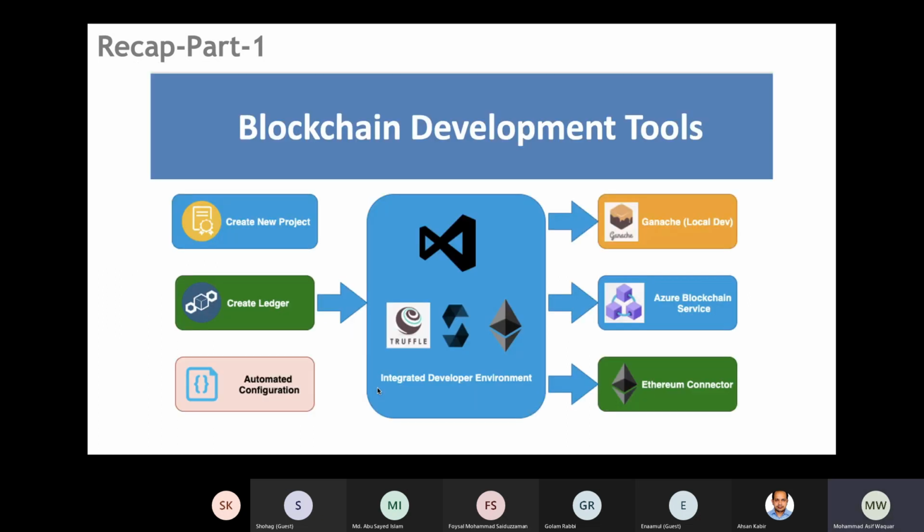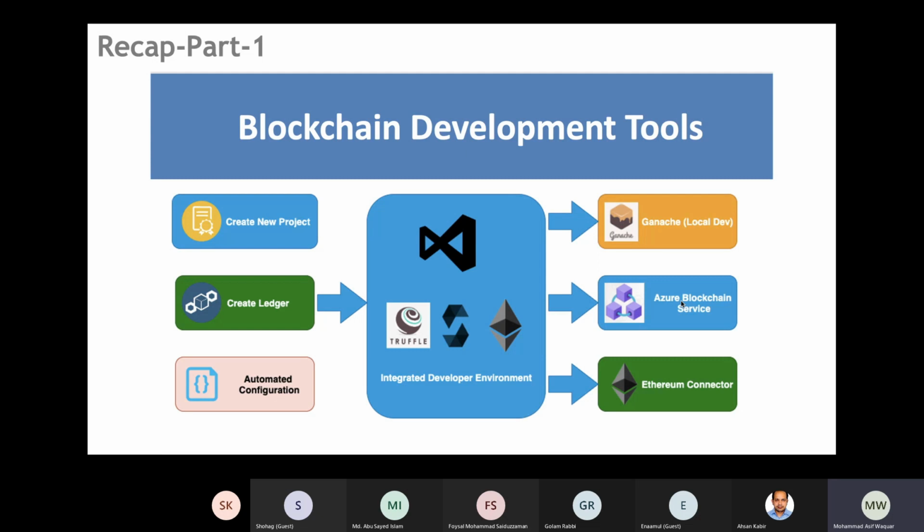And then we have seen what are the tools we need for blockchain development. Suppose you are going for local development, then you need Ganache. And if you want to deploy on Azure blockchain, you can deploy that. So that's a cloud network. In place of Azure blockchain, there can be AWS as well, both having blockchain as a service.